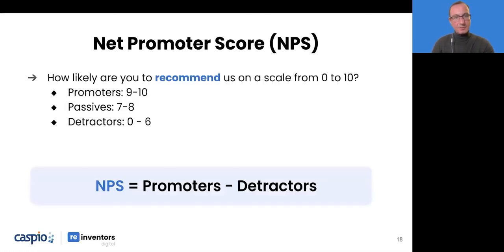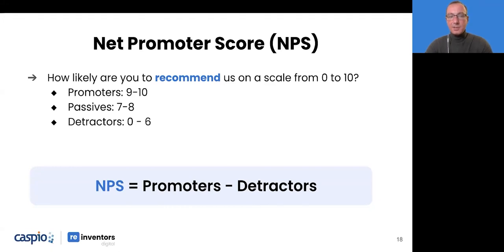NPS works a bit differently. It's just one question. How likely are you to recommend us on a scale from 0 to 10? Then you group your respondents into three groups. Those who select 9 or 10 are so-called promoters. They are so happy, they are really excited about your business and your service. Passives usually select 7 to 8. They are generally okay with your services, but not enthusiastic. And detractors are those who select from 0 to 6.